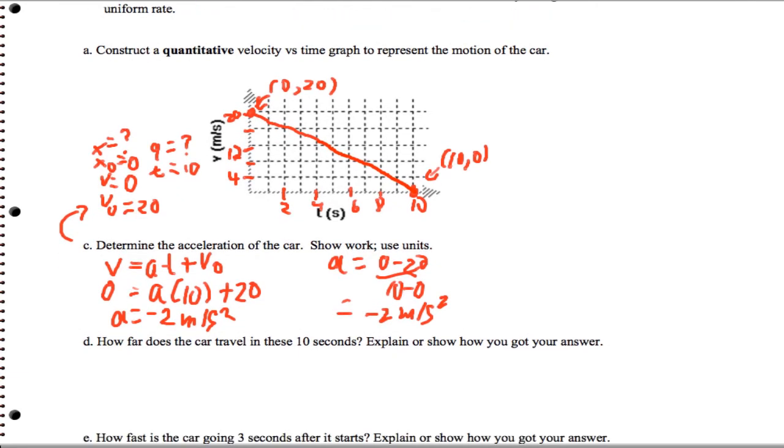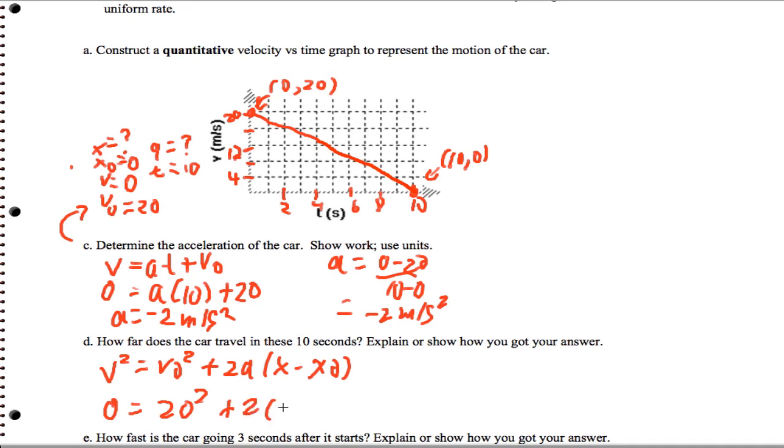Now let's get how far the car travels in these 10 seconds. There are a lot of equations we could use. So v equals at plus v naught we already used. So let's use the next equation of the series: v squared equals v naught squared plus 2 times a times x minus x naught. And we'll plug in our numbers using all the stuff here. So I have v squared is 0 equals 20 squared plus 2 times negative 2 times x minus 0. And so I end up getting that x, when I simplify this, is going to work out to be 100 meters. And that's all you have to explain.